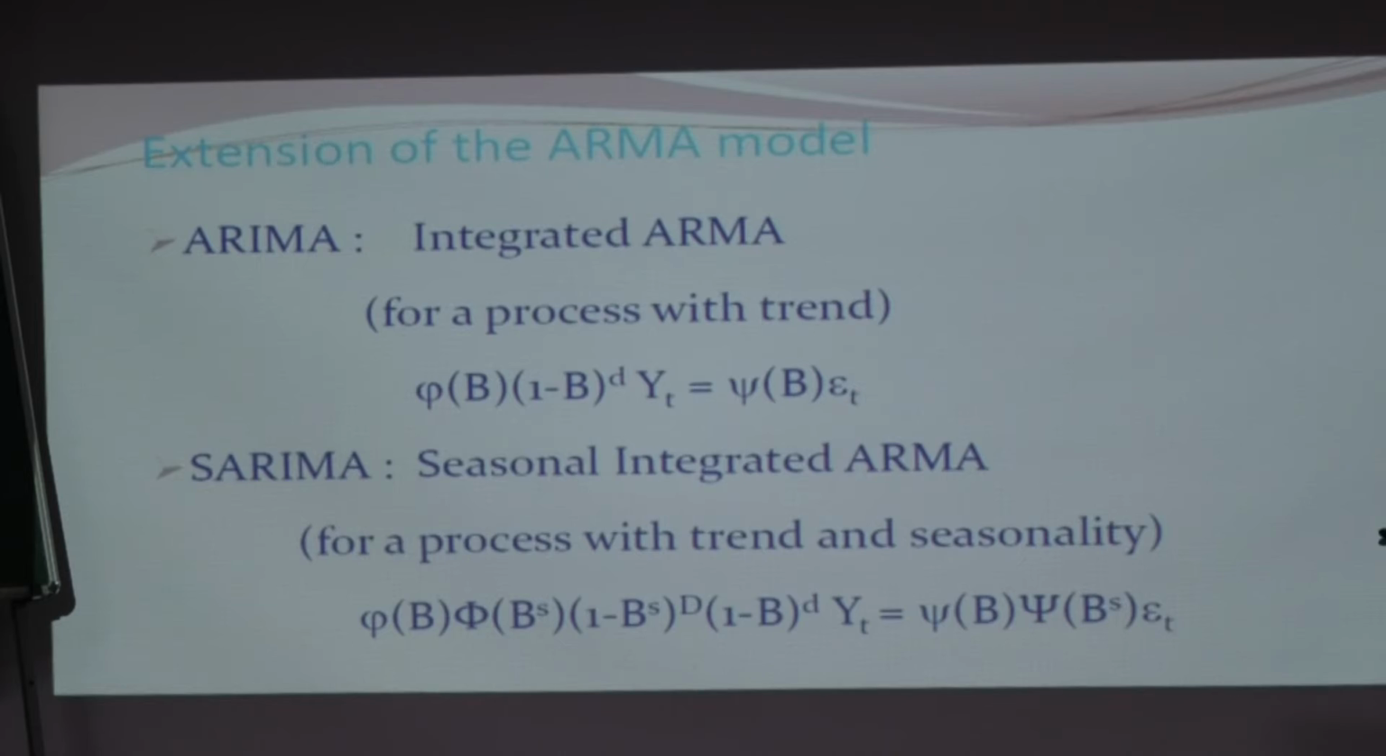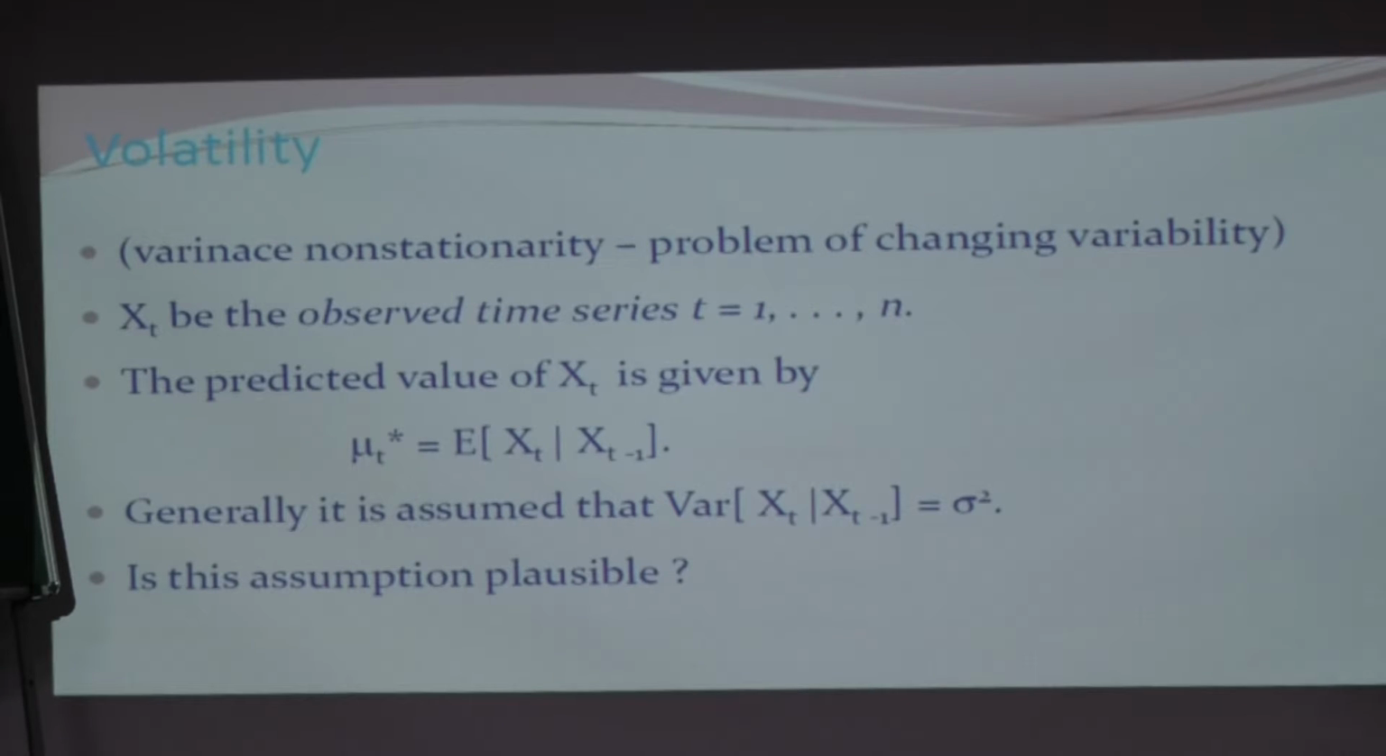I had been talking about mean stationarity. I've been assuming that epsilon t is 0 mean and variance sigma square. The variance does not depend on t. Sometimes we have models where the variance is changing. There is changing variability. So it's non-stationarity not because the mean is changing, but because the variance is changing. So we have a changing variance problem. So xt is the observed time series, and the predicted value is this.